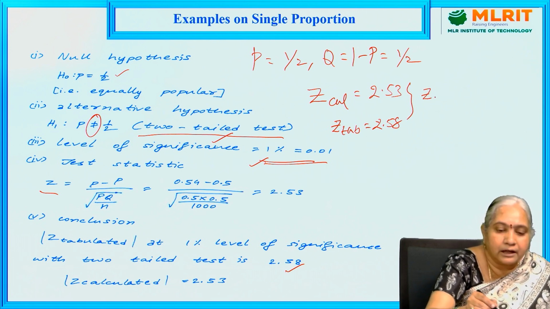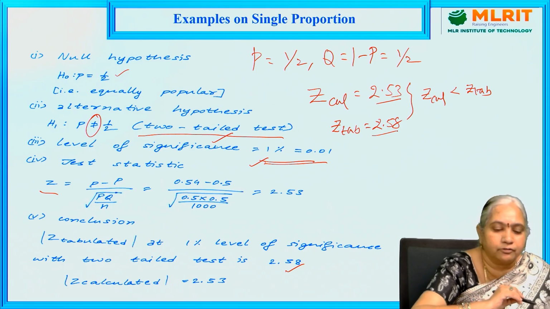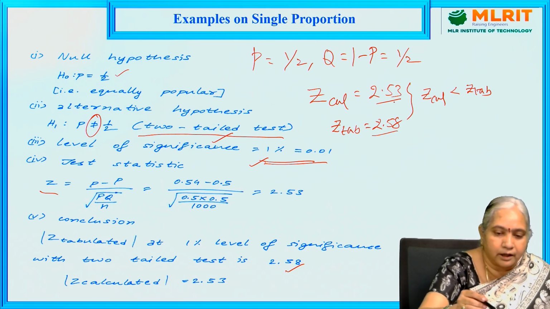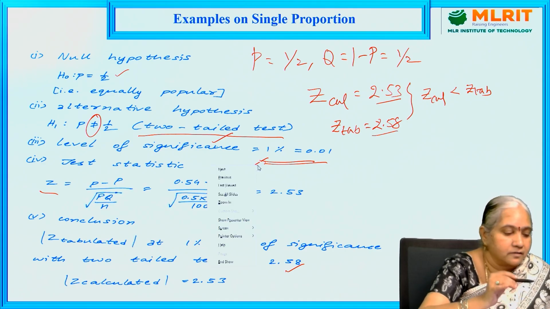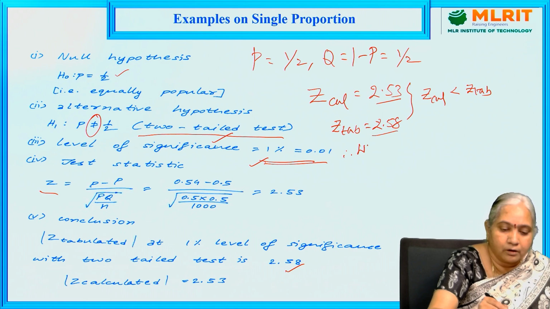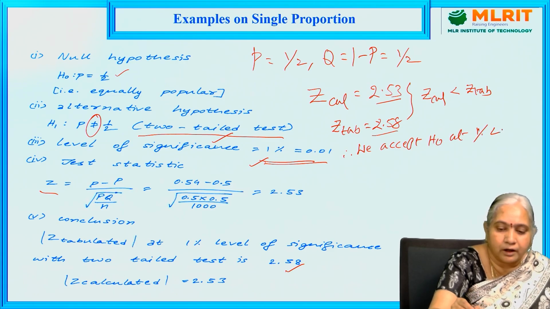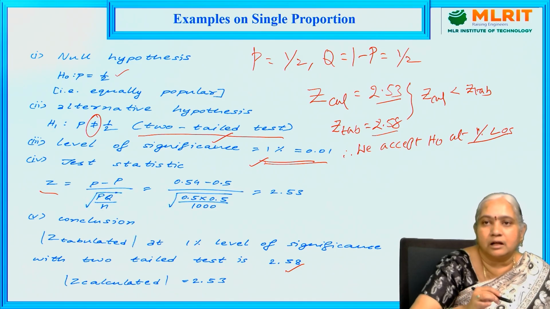So Z calculated is less than Z tabular value. This is 2.53 and the tabular value is 2.58. So that's why Z calculated is less than Z tabular value. Whenever the calculated value is less than the tabular value, we accept the null hypothesis at 1% level of significance. Therefore, we accept the null hypothesis H0 at 1% level of significance. 1% level of significance means that there may be a 1% error in our claim.